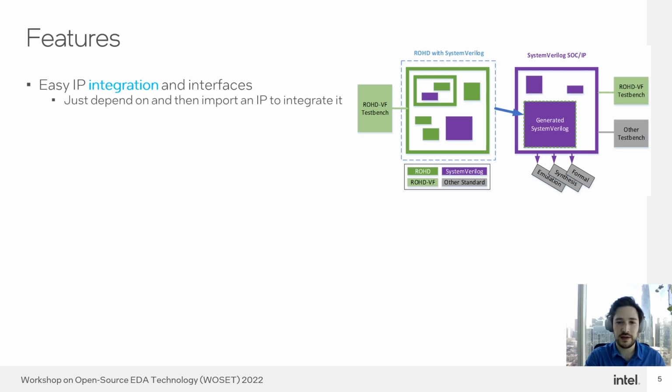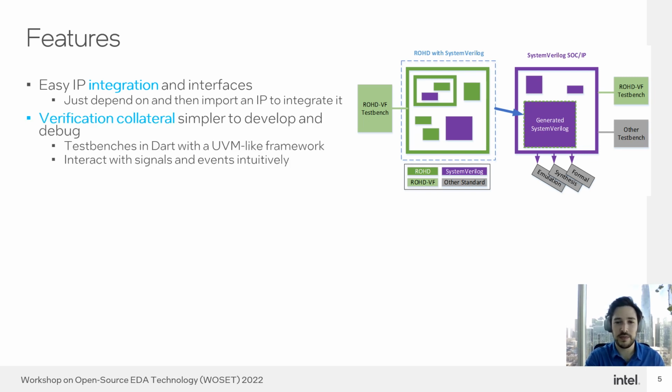You can have a ROHD design with some sub-IPs in SystemVerilog, co-simulate it all together with a ROHD test bench, convert the whole design to SystemVerilog, simulate it with some other test bench components in a larger IP, and pass the generated Verilog to downstream tools. There's a lot of combinations, making for an easy adoption path depending on your needs.